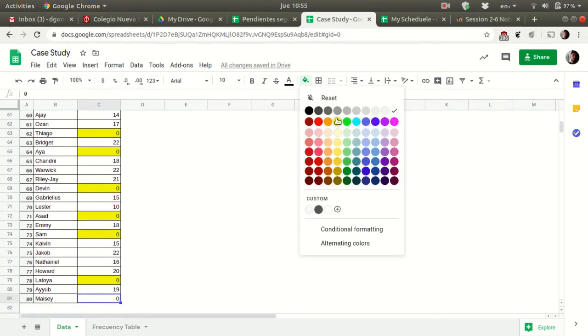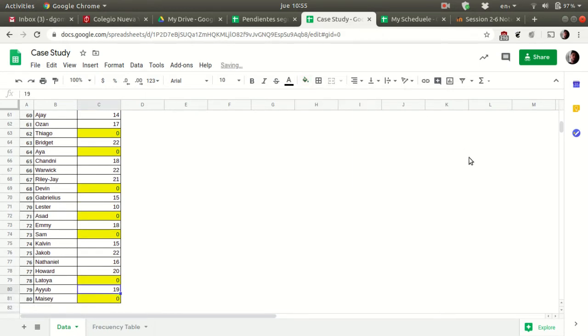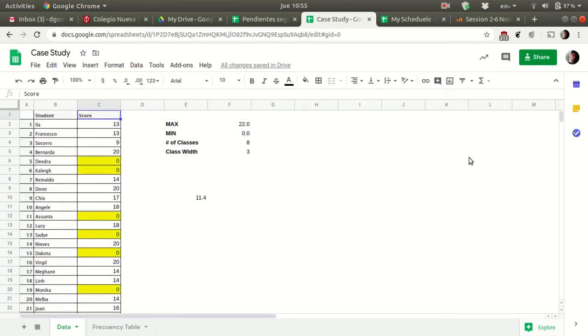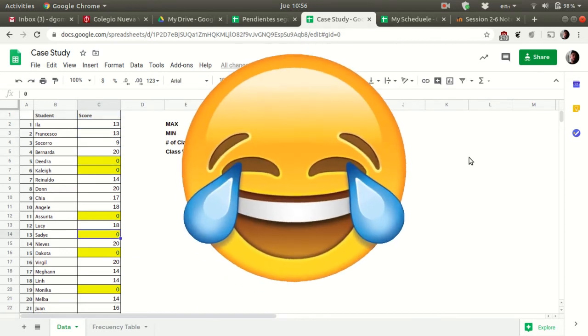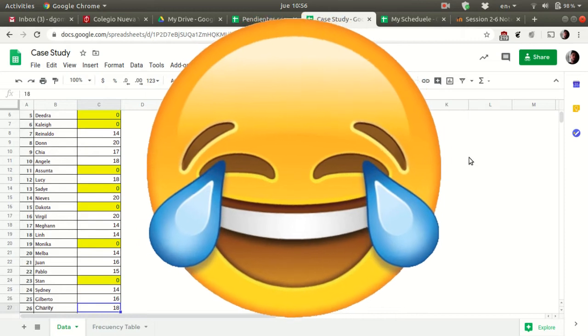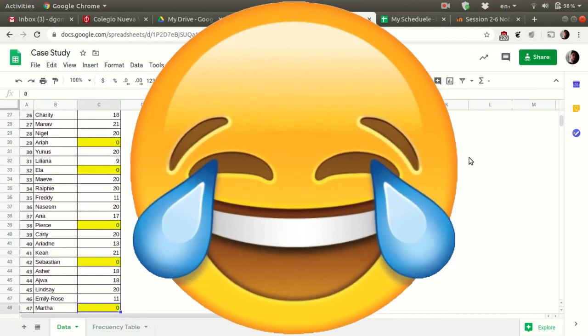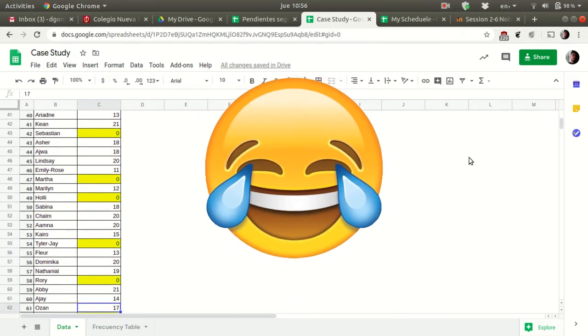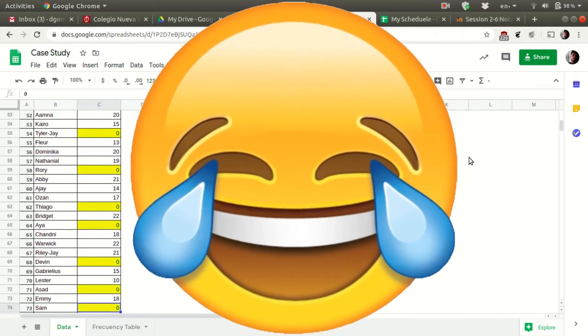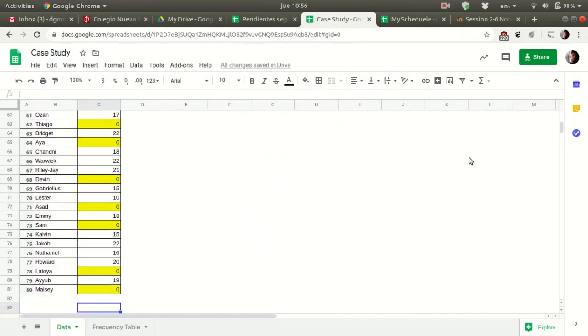Okay, so that's the last one. So now we have to count all of these yellow colors in order to figure out how many data points are in this interval. Okay, so we have 1, 2, 3, 4, 5, 6, 7, 8, 9, 10, 11, 12, 13, 14, 15, 16, 17, and 18, 19, 20, 21, 22.